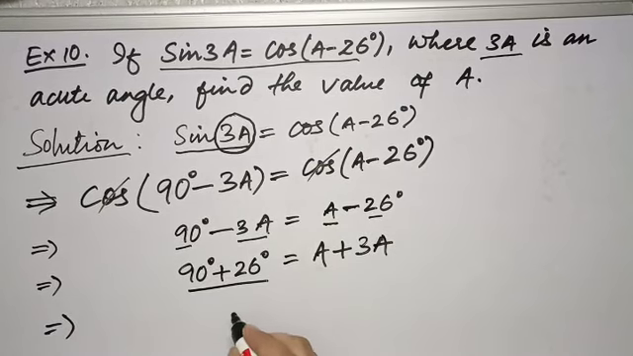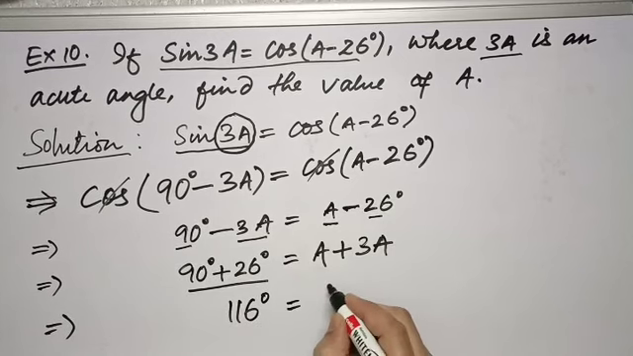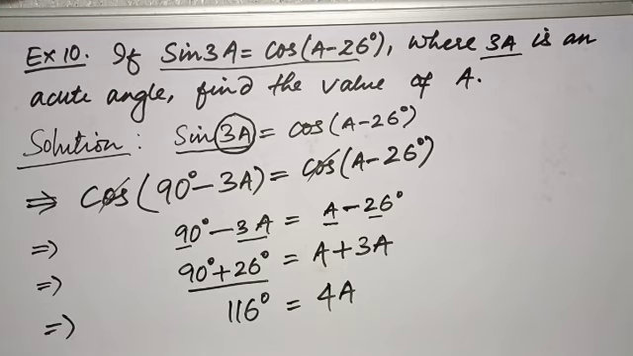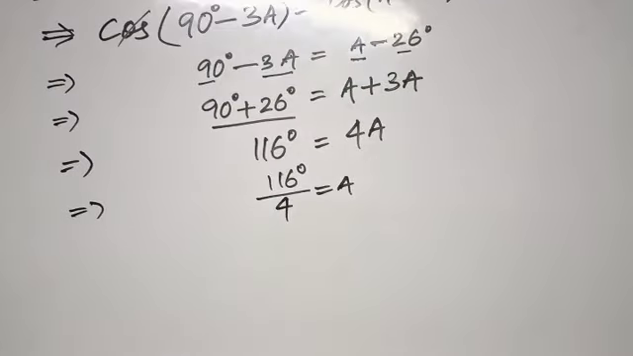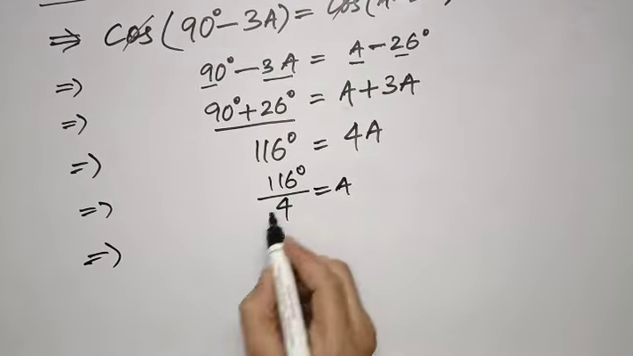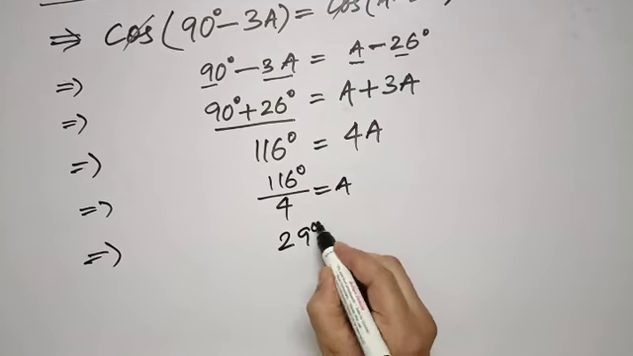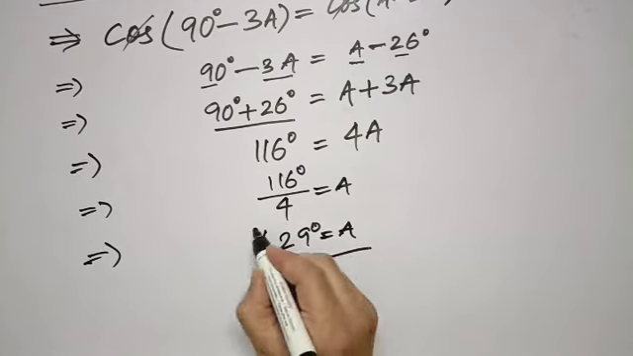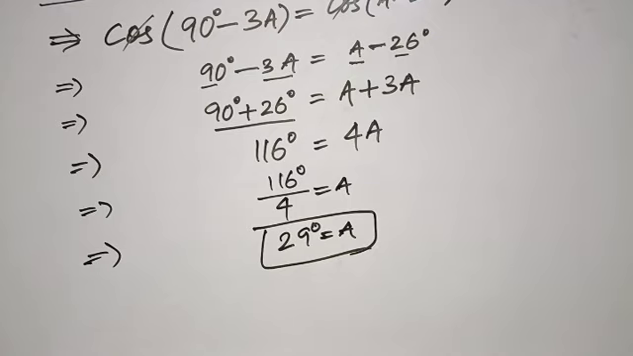Continue. If you add this 2, it will become 116 degree and this will become 4a, right? This will become 4a. Again, if I take 116 divided by 4 equal to A, and divide it: 4 2 are 8, 4 9 are 36, so the value of A is how much? Value of A is 29 degree.